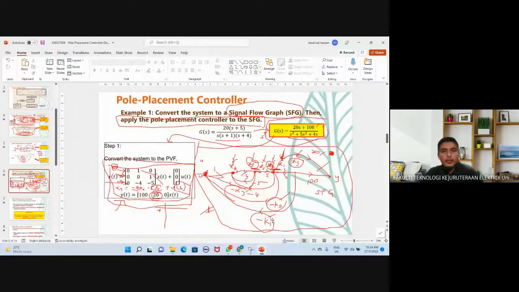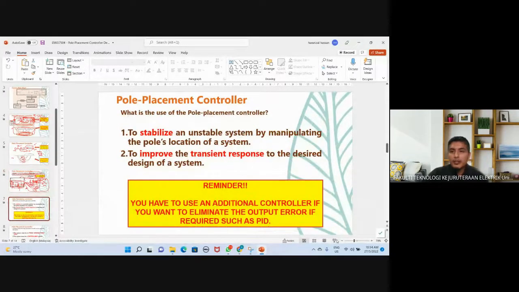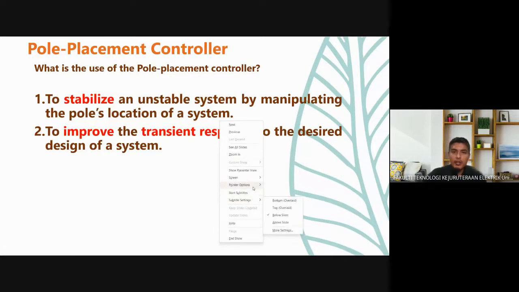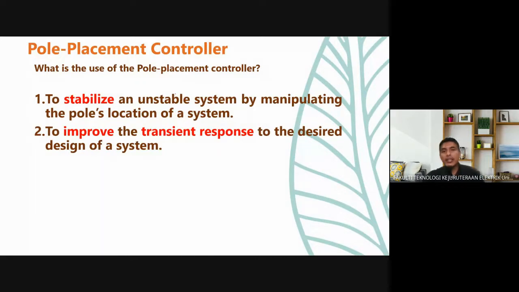Alright, so we continue again with the lecture. Okay. So, what is pole placement? What is the use of the pole placement controller? Let's say you have an unstable system, and you want to stabilize it. So you just need to apply the pole placement controller under certain conditions.